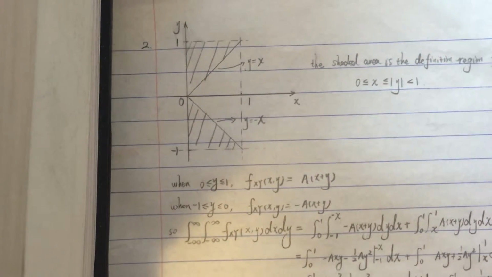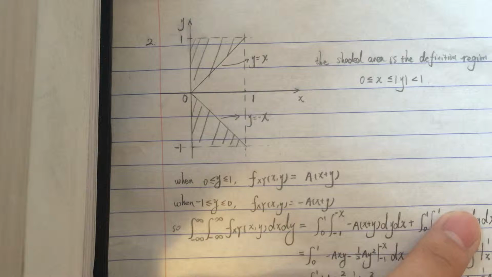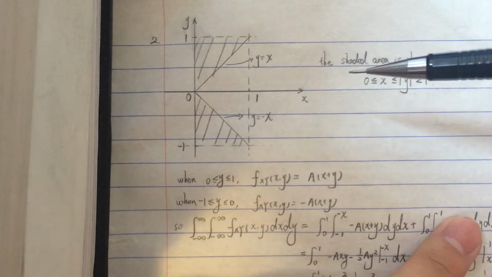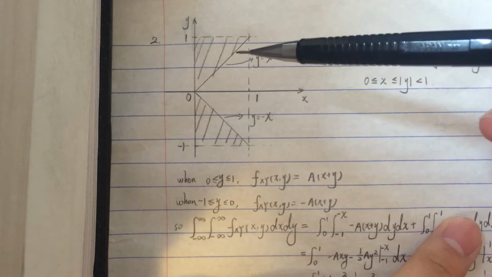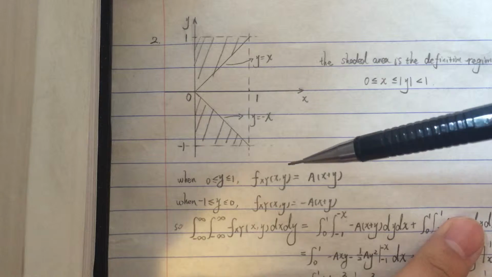New homework 8, the second question. According to the question, we can draw the graph of x and y. This is the graph for x and y, and the shaded region is the value that x and y can choose.